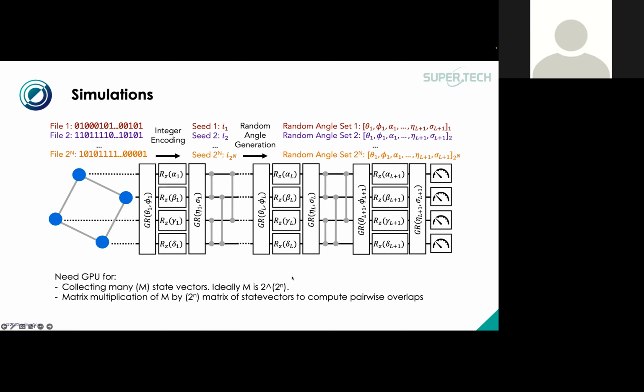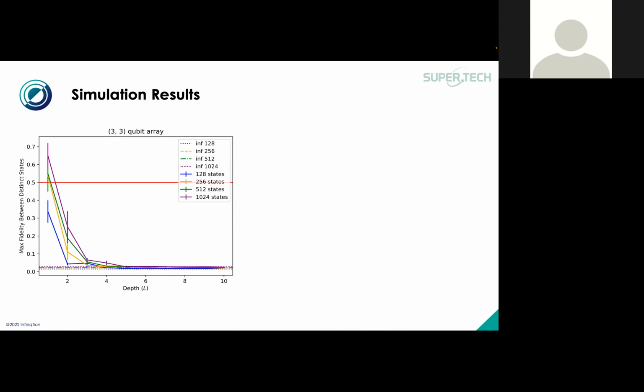And that's why we use GPU, both for getting the state vectors, assembling them into a matrix of the state vectors, and then essentially multiplying that matrix by its conjugate transpose to convert it to a heat map of overlaps between states. And so that was the GPU usage that NVIDIA helped us with. And these are the results.